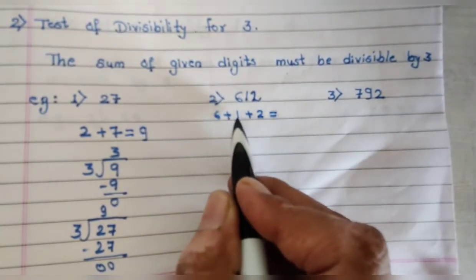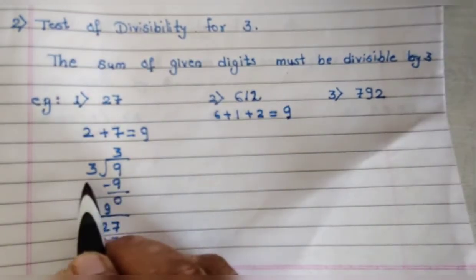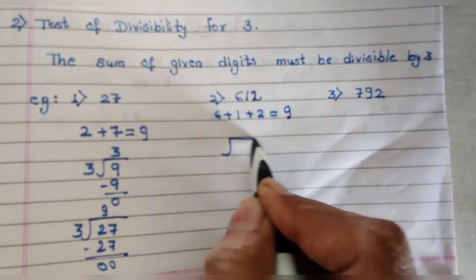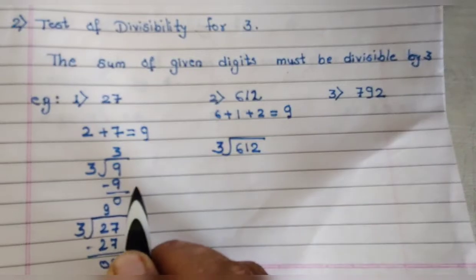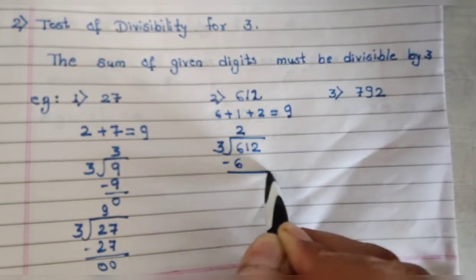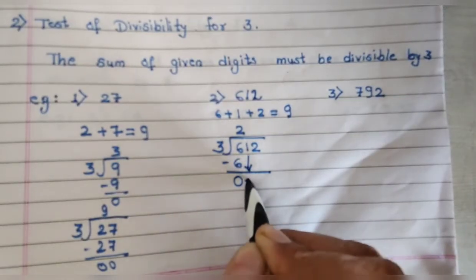6 plus 1 plus 2 will give you 9. We have seen earlier 9 is divisible by 3. So let us check whether 612 is also divisible by 3 or not. 3 2s are 6. We did the minus. We got 0. Turn of 1 to come down.